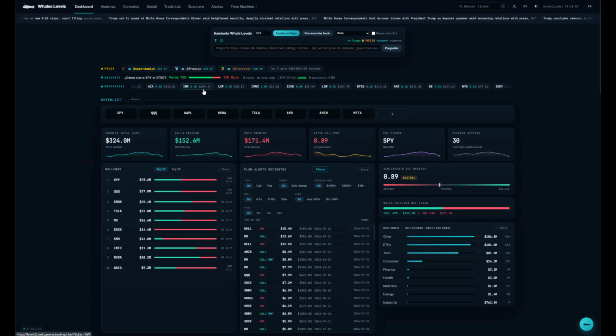Those points turn into tokens, which you can use for DarkGamma's artificial intelligence and to get alerts on your phone through the WhatsApp bot. It's a simple loop. The more you engage, the more tokens you stack.